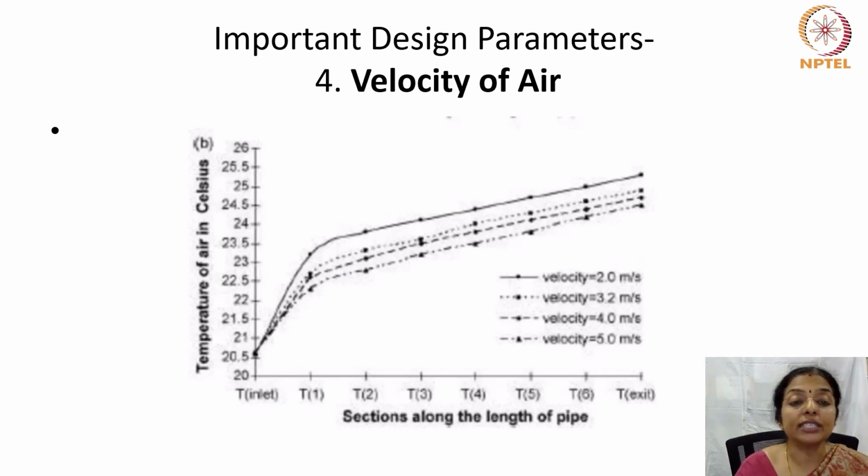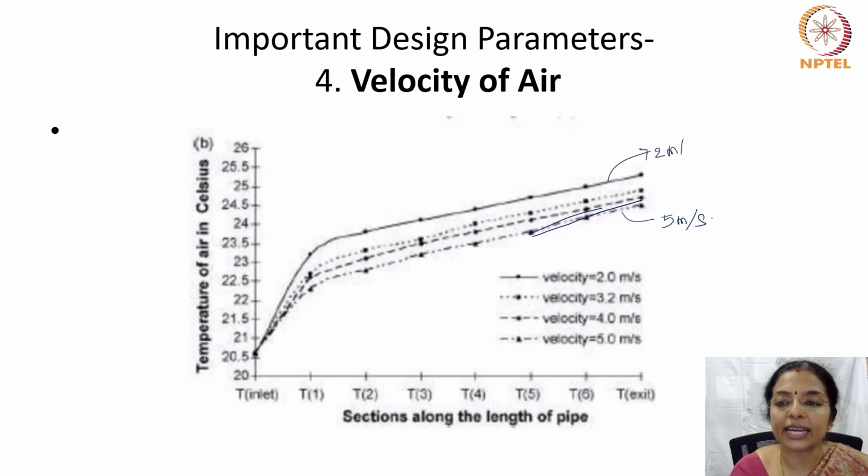Then the velocity of air that passes through is again very important. So let us look at this important design parameter. Here we have a case scenario where the velocity of air here is 5 meters per second, whereas the velocity of this air is about 2 meters per second. The velocity of this air is 3.2 meters per second and this is at 4 meters per second.